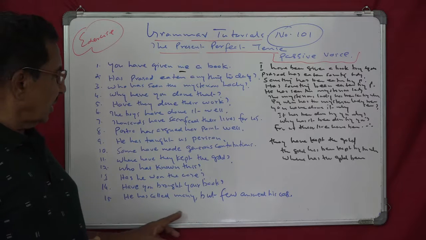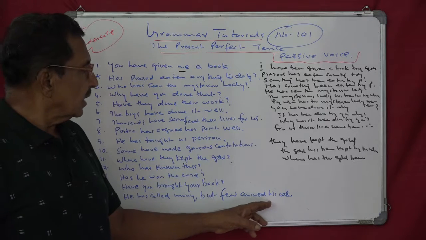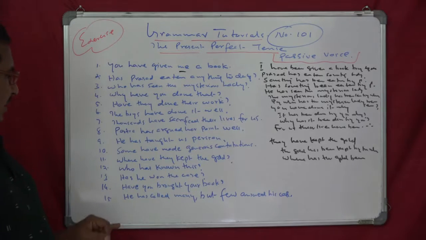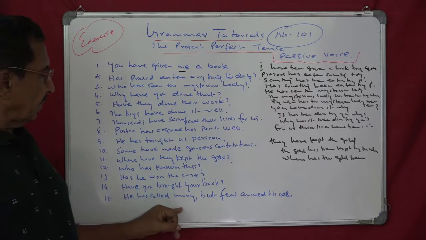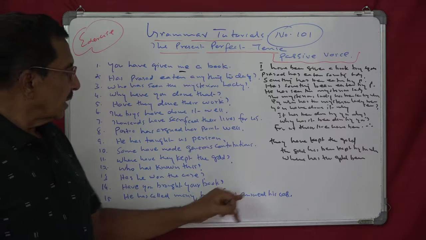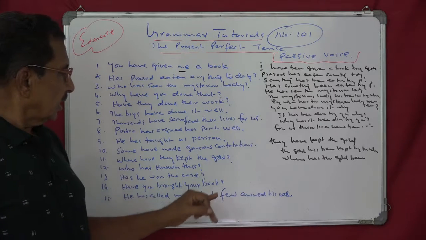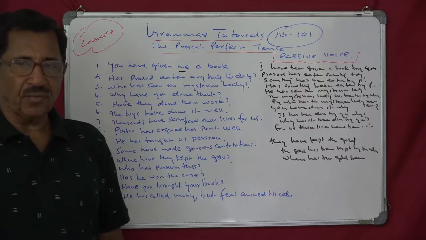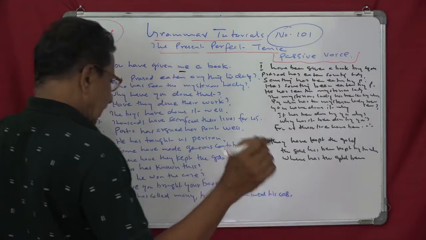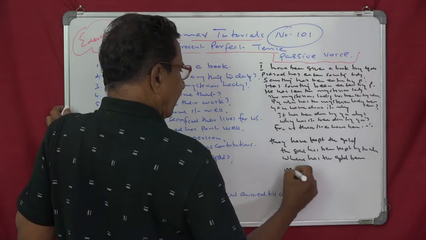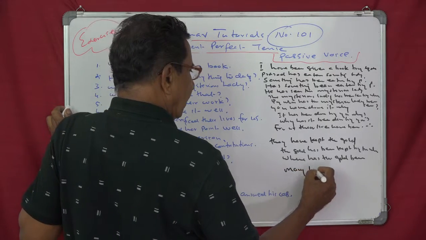He has called many, but few answered his calls. So you can say, many have been called by him, but his call has been answered by few. Alright, so long sentence, so there are two passages. There are two passages.